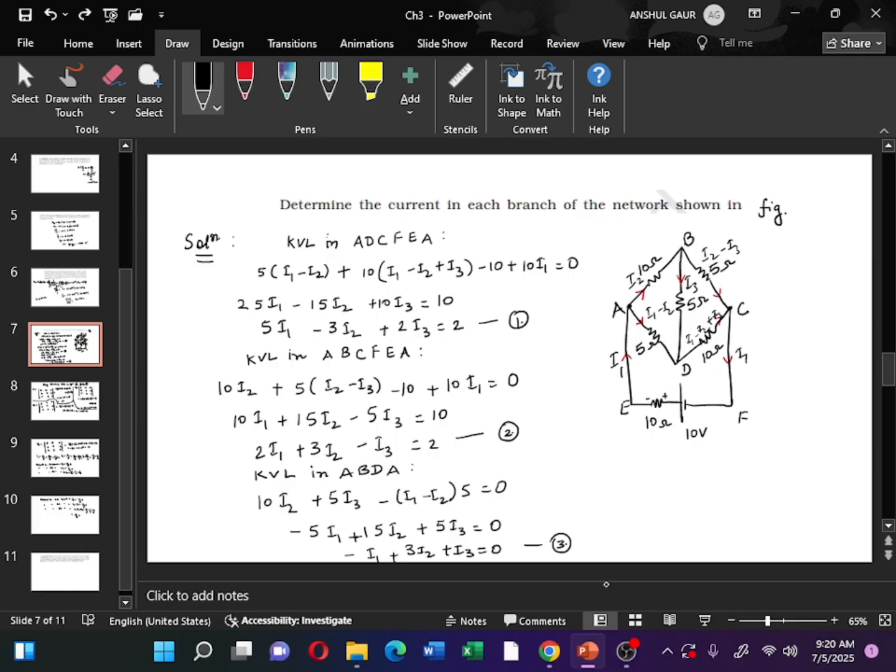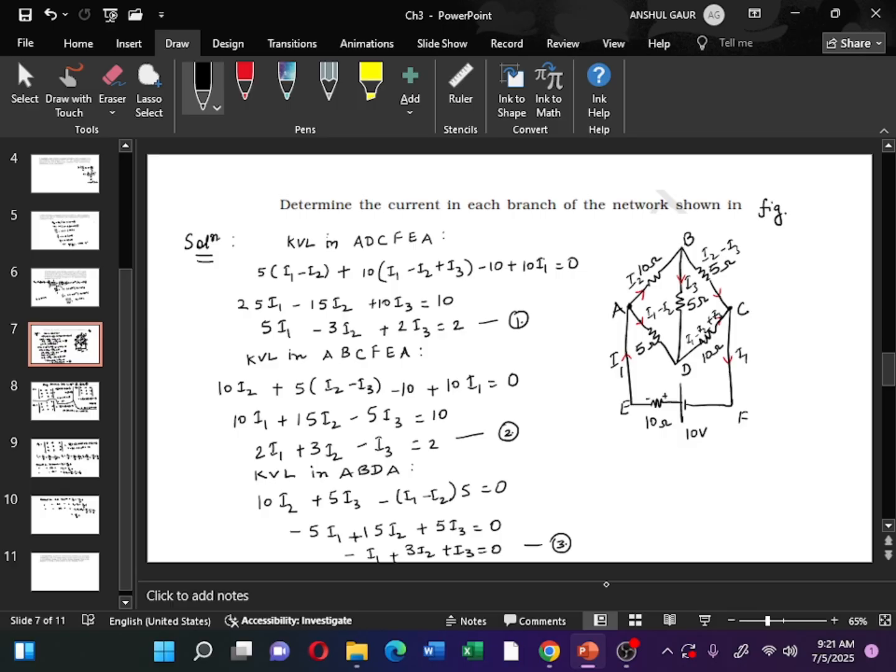Now let us suppose the current in branch EA is I1, that is from C to F, F to E, and E to A. The current is I1. At the node A, the current is dividing into two parts. Let the current in part AB be I2. Then according to KCL, the current in branch AD is I1 minus I2. Now let the current in branch BD be I3. Then the current in branch BC is I2 minus I3 according to KCL.